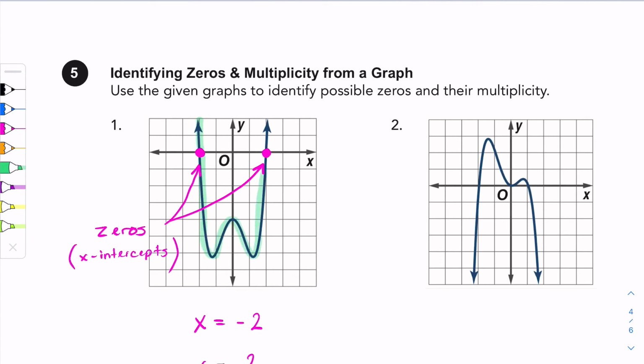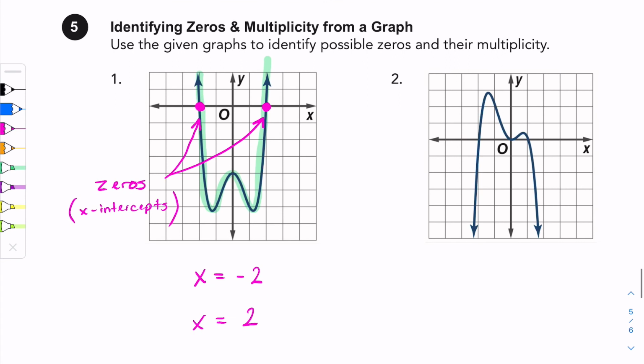So when I traced over the graph, I drew straight through each point. Now, the straighter the line, the lower the multiplicity. Because I'm drawing straight through them, I know that I have an odd multiplicity. Because it's a straight-ish line, I'm going to say that the multiplicity, abbreviated as MULT, is 1 because the graph crosses. And for x equals 2, this also has a multiplicity of 1, and the graph crosses through there as well.